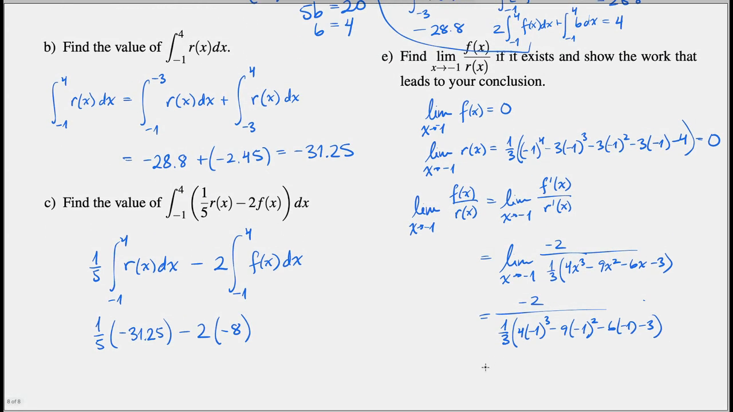Whew. All right. In the denominator, we have negative 4 minus 9 is negative 13. Plus 6 is negative 7. Minus 3 is negative 10. Negative 10. All right. So let's flip the 1/3 up and get negative 6 over negative 10, which is 3/5. So there's our limit.